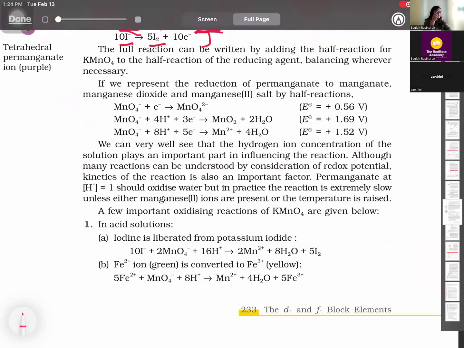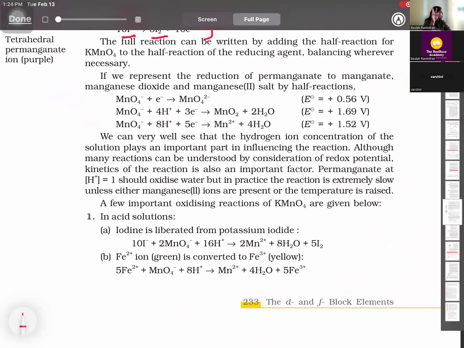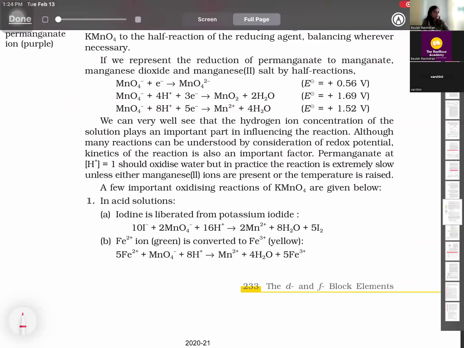Then if we represent the reduction of permanganate, it is also interconvertible. Once it is oxidized, it can also be reduced. Permanganate can be reduced to manganate, manganese dioxide, and manganese 2 salt by half reactions. That is a reduction reaction.